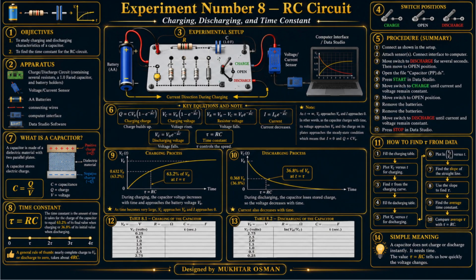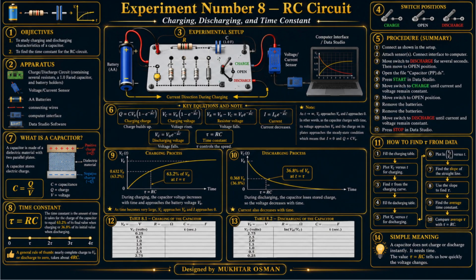12. Table 8.1. Charging of the capacitor. 1. V0 equals ... volts. 2. R equals ... ohms. 3. C equals ... farads. Columns: VC in volts and t in seconds. Sample values: 0.252, 0.53, 1.04, 1.55, 2.06, 2.57, 2.751.